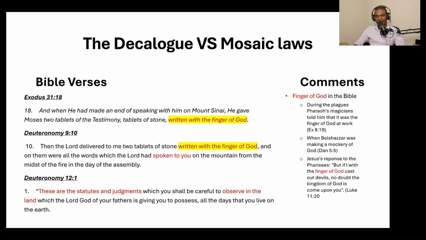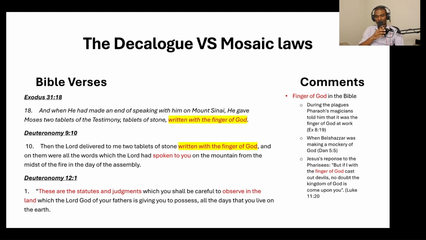Exodus 31:18. "And when he had made an end of speaking with him on Mount Sinai, he gave Moses 2 tablets of the testimony, tablets of stone, written with the finger of God." Tablets of the testimony, those are the 10 Commandments. They call them testimony also. But listen, y'all, the 10 Commandments were the only laws that were ever written with the finger of God. Does that make a difference for you? It does to me.